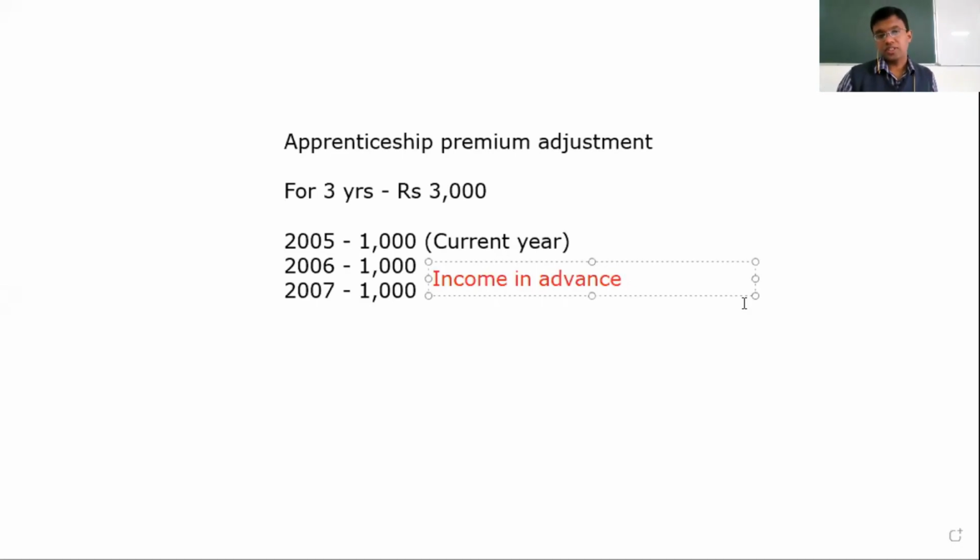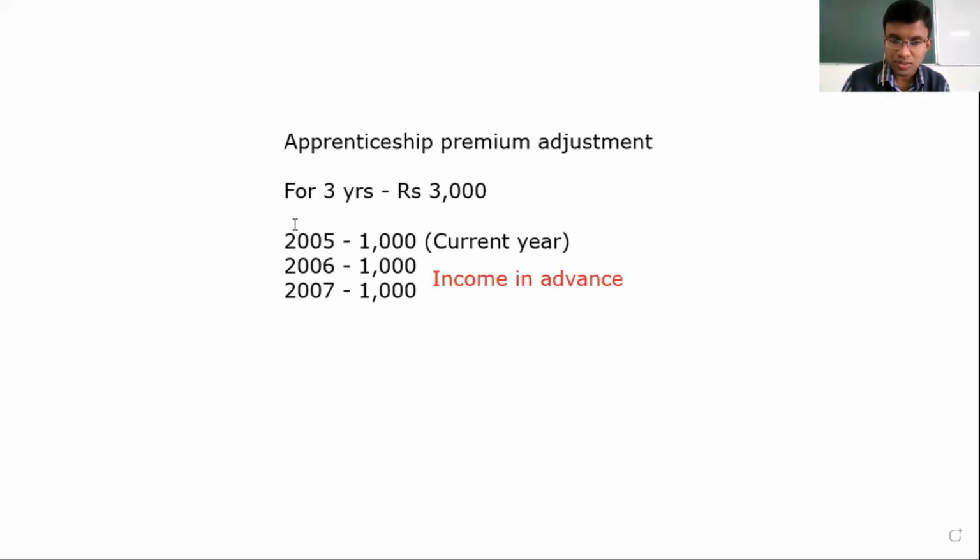In this particular question, we are discussing the apprenticeship premium, which is paid for 3 years and is rupees 3,000. In the adjustment, we've been told that you're paying the premium in advance for 3 years, as on 1st Jan 2005. Remember, the rupees 3,000 that you're paying is spread across 3 years: 2005, 2006, 2007.